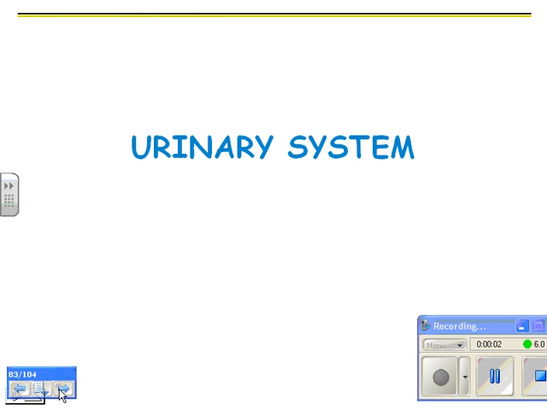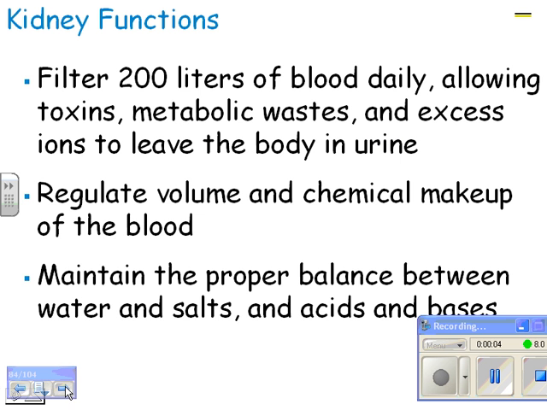We're going to talk about the urinary system in this video. So we talked about the urinary system a little bit when we talked about the circulatory system because it's involved in moving everything around the body, one of the things being waste. So we said that kidneys are the thing that filters blood. So kidneys filter, this is just a fun fact, about 200 liters of blood a day. Wow! Allowing toxins, metabolic waste, and excess ions to leave the body in urine.